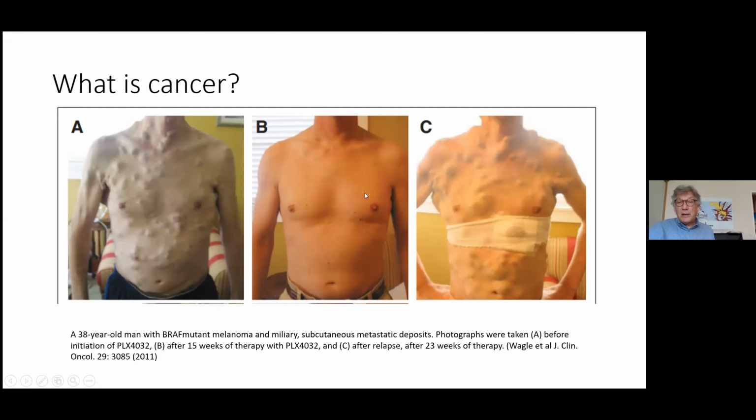And you can see it comes back in exactly the same place. And actually, if you look at B, you can see there are some nodes that are still there, and that's probably the primary. So this is pretty horrible. It's metastatic, and obviously I'm afraid to say that after this, he will die of this tumor. It will spread everywhere in his body.